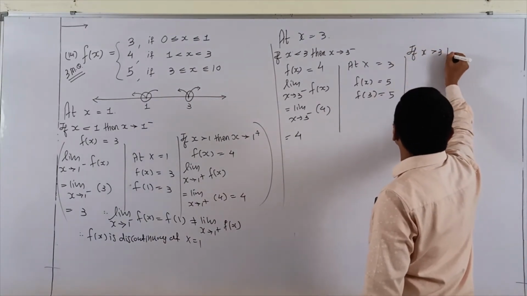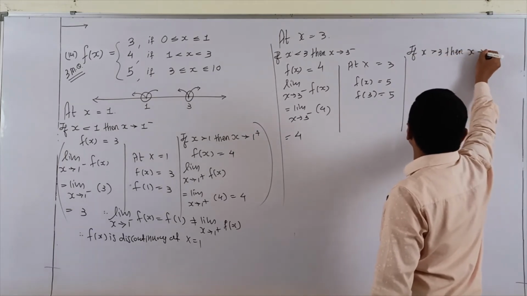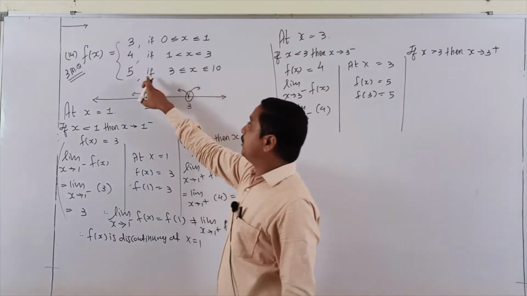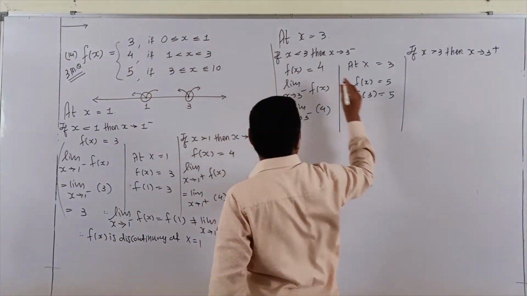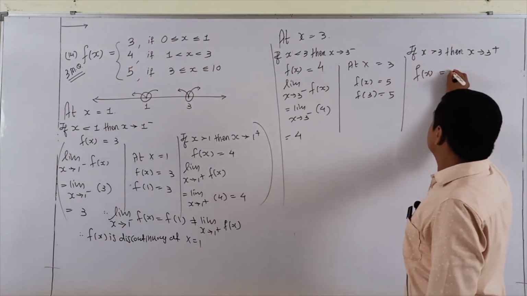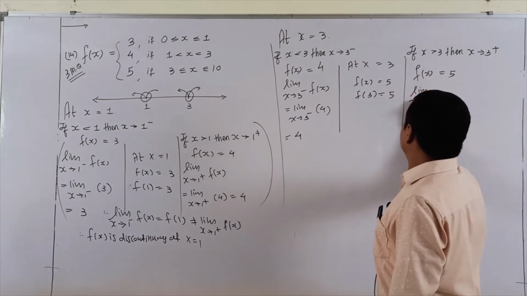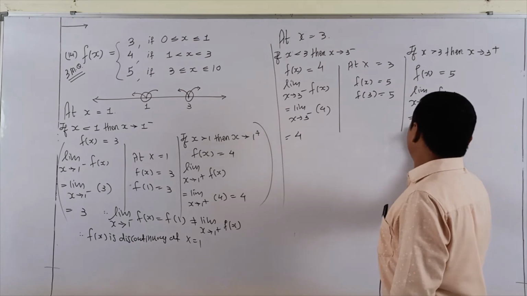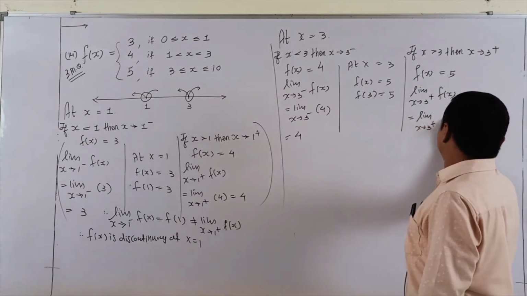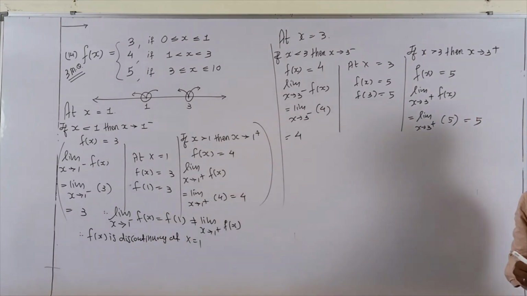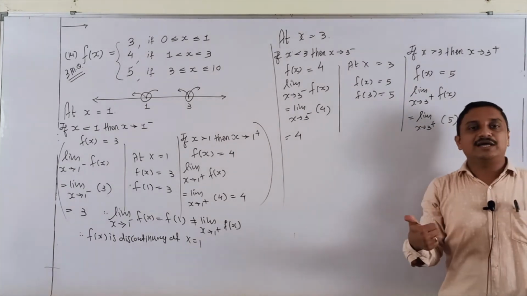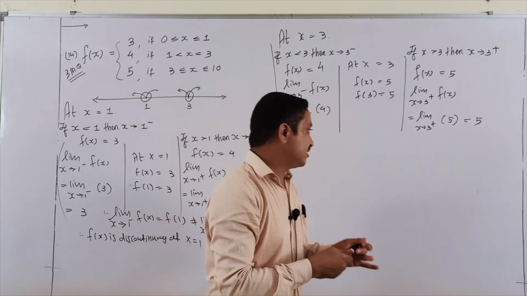If x more than 3, then x tends to 3 positive, and for 3 positive the function is again the same. So f(x) is how much? 5. So limit x tends to 3 plus f(x), value put in, it is 5. Now finally checking, are all the answers the same? No. So my answer is discontinuous.